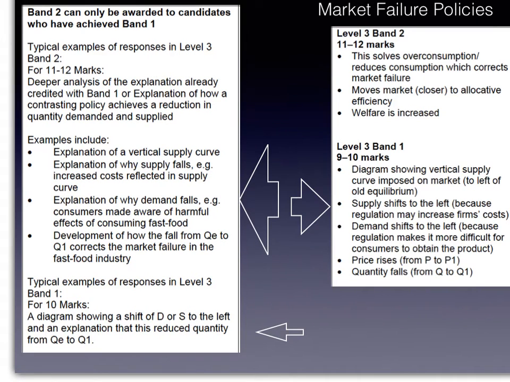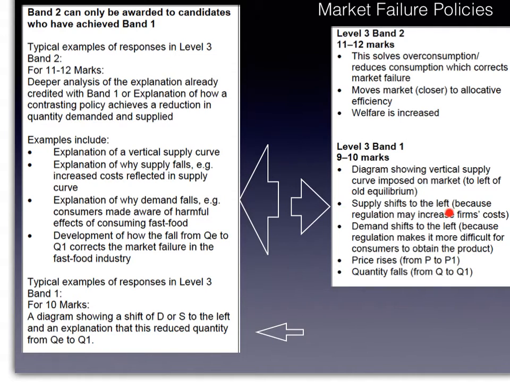And lastly, just looking at their mark schemes, again, this was a regulation question, and again, level 3, band 1, you shift the demand or supply curve to the left with regulation, then an explanation, it reduces the quantity, which is what we saw in the previous slide, but this is very useful here. So band 1, you get a diagram showing a vertical supply curve to the left of equilibrium, in other words, reducing the quantity being traded in the market.